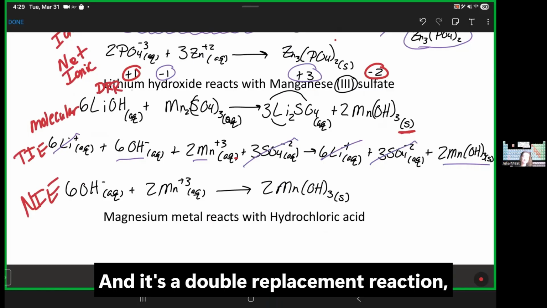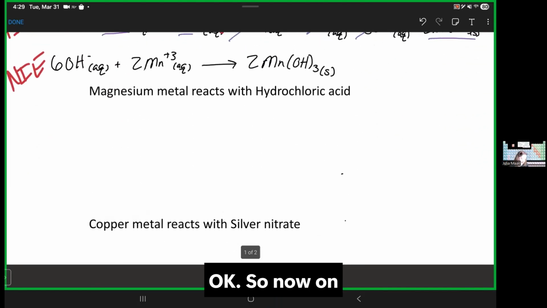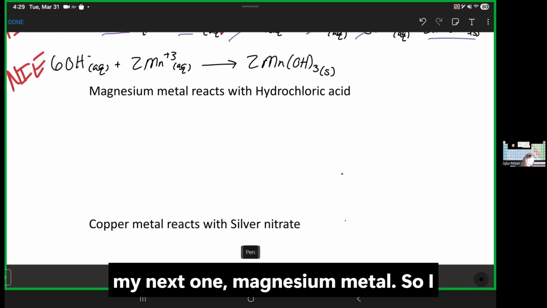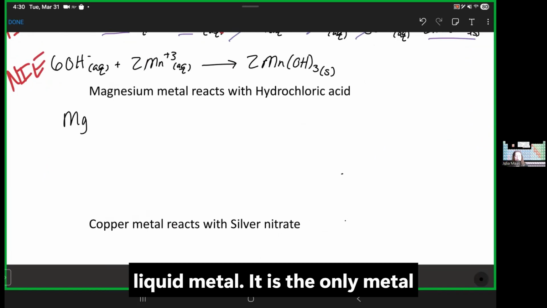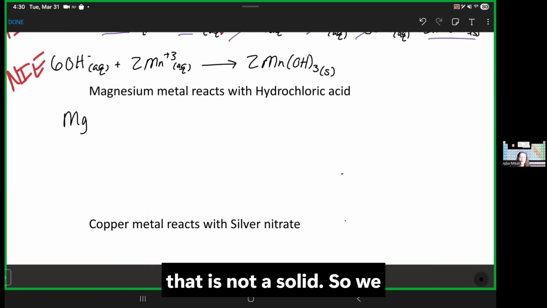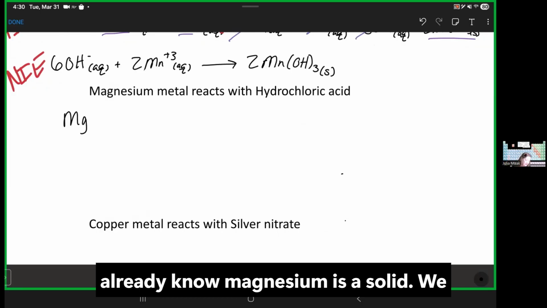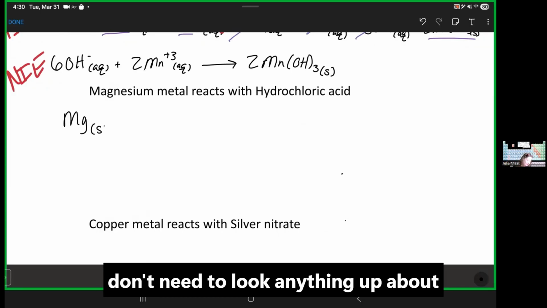That was a double replacement reaction. Okay, so now on my next one, magnesium metal. So I have magnesium, and mercury is your only liquid metal. It is the only metal that is not a solid. So we already know magnesium is a solid. We don't need to look anything up about that.